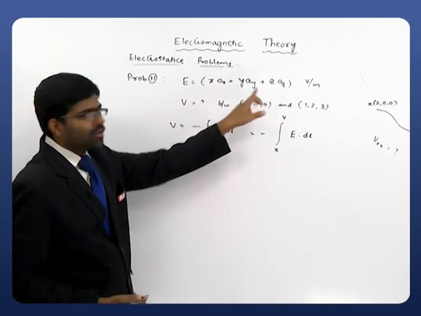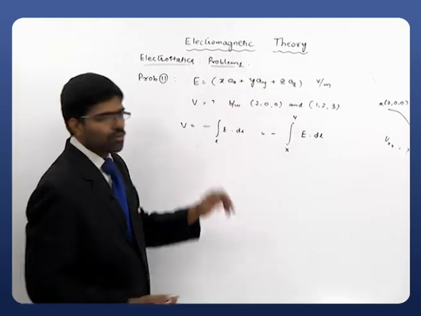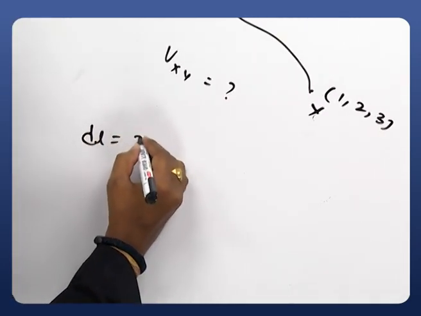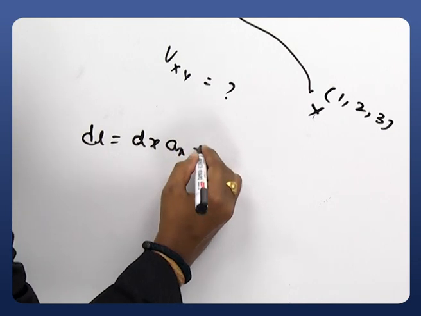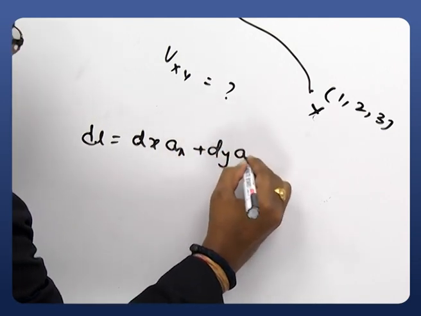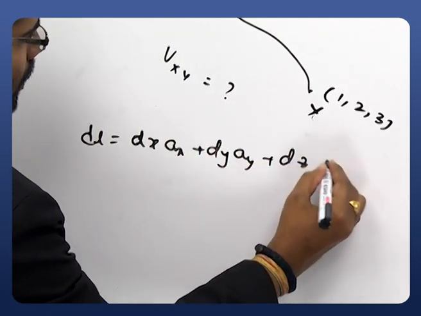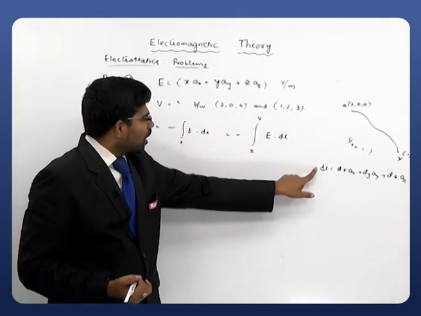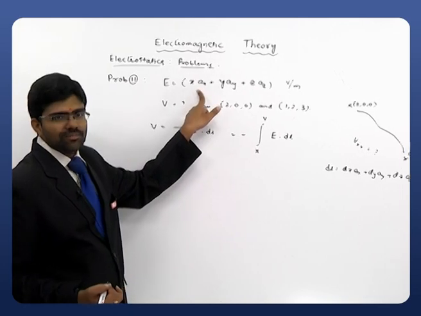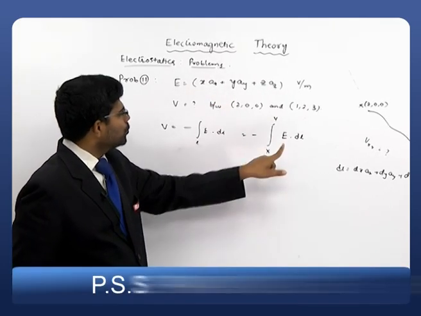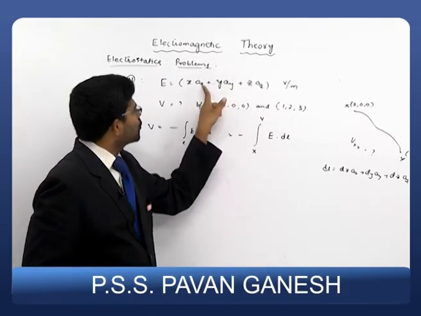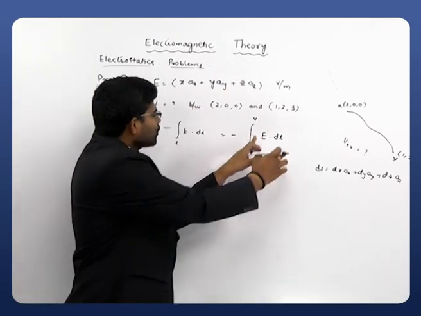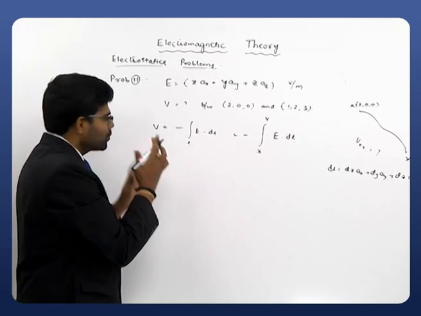In the Cartesian coordinate system, since this is given in Cartesian coordinates, take dl in Cartesian coordinates. How can you write this? dx ax plus dy ay plus dz az. So directly take the dot product between this dl and E. What is the dot product between these two? ax dot ax is 1, ay dot ay is 1, az dot az is 1. So after taking the dot product, I am substituting directly.